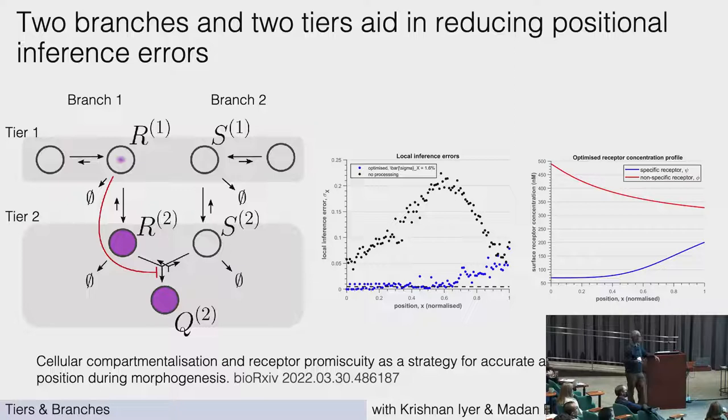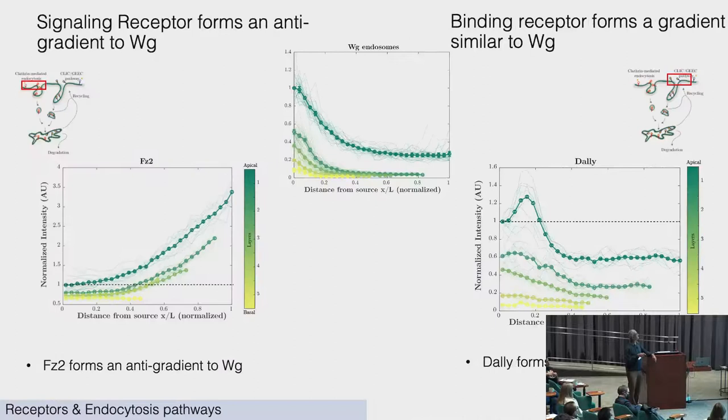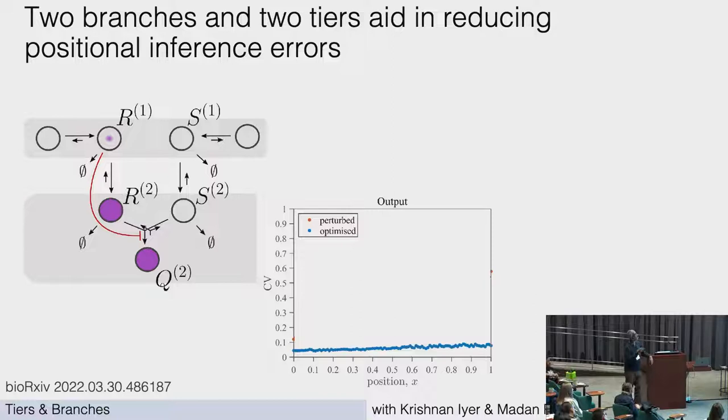And that's precisely what we found. We found that the Frizzled, which is the signaling receptor, had a gradient profile that was increasing away from the production domain, and the non-signaling receptor had one very similar to what was predicted by the model. So the model suggested that if we had an unperturbed two-tier system, you would have optimized error correction.